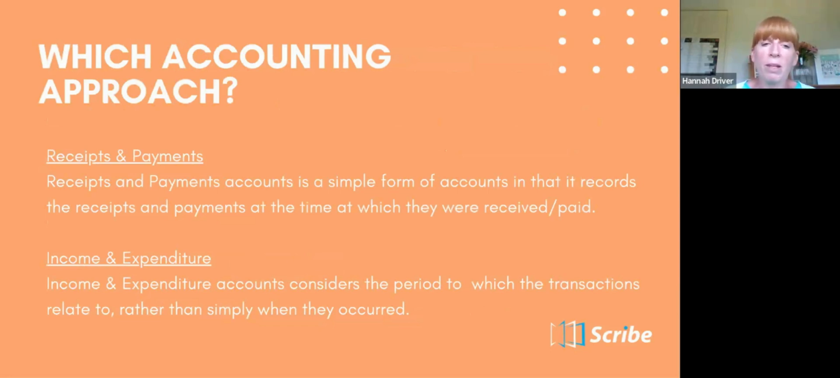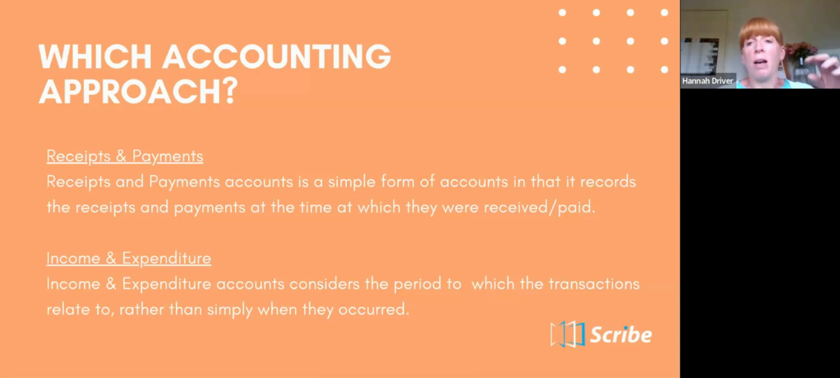So receipts and payments, as it says there, is a simple form of accounts in that the receipts and payments are recorded at the time which they were received or paid. Now, I always say simply what happened, when it happened, regardless of when it relates to. So it's pretty simplistic. And if you're coming from a stronger financial background, it can almost seem too simple because you're simply putting in what happened when it happened.